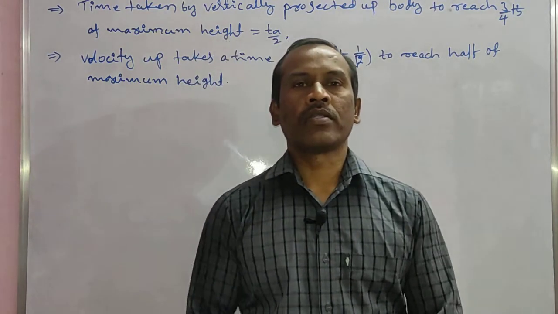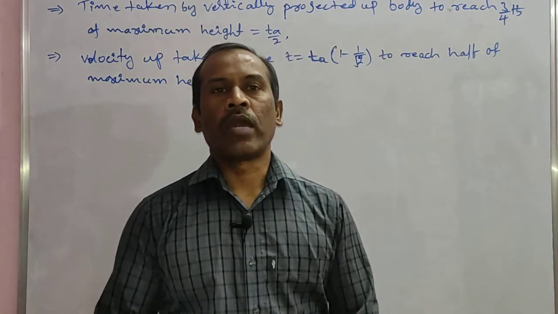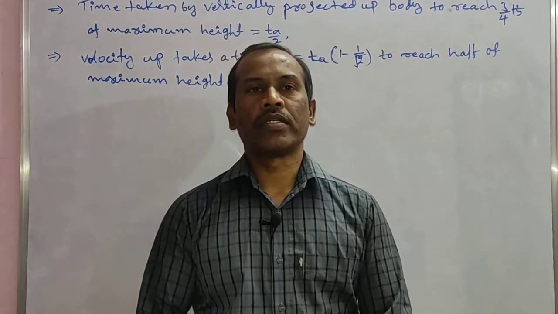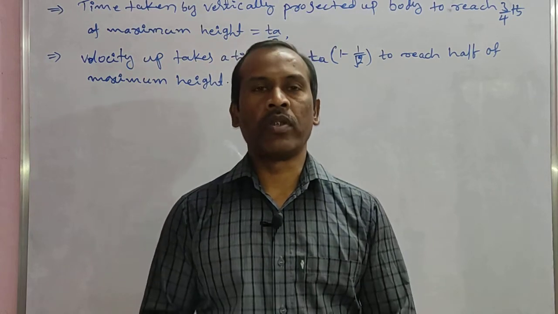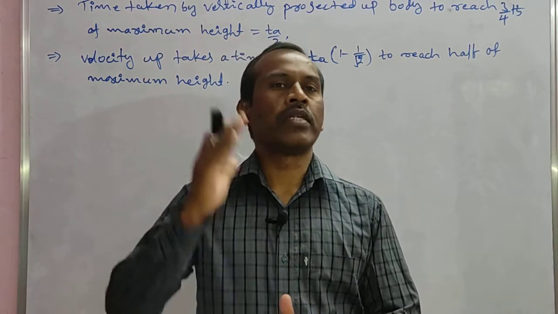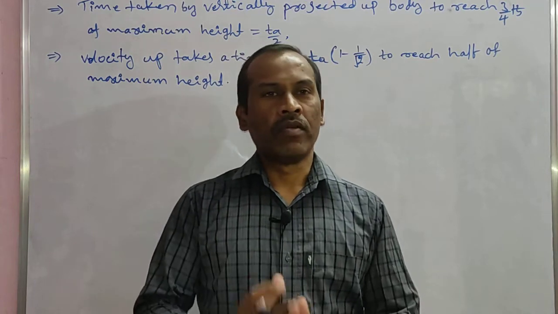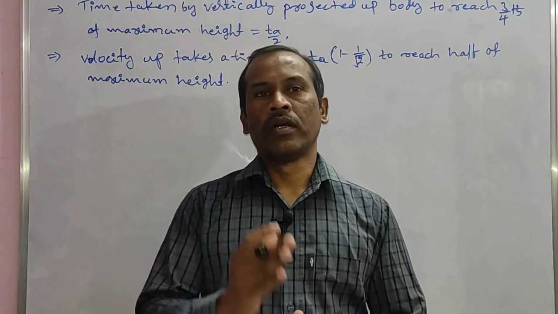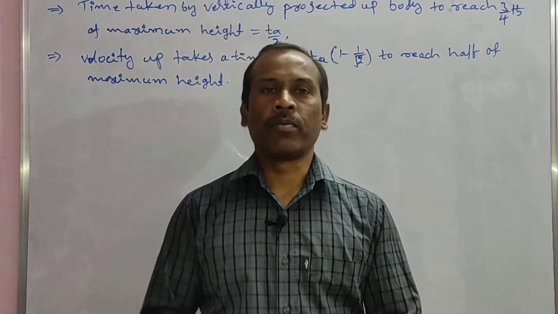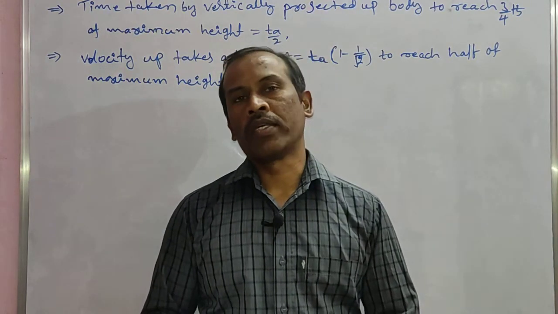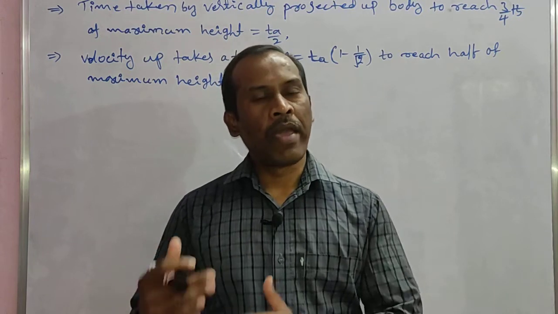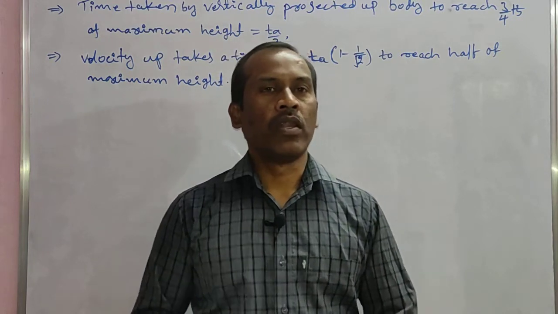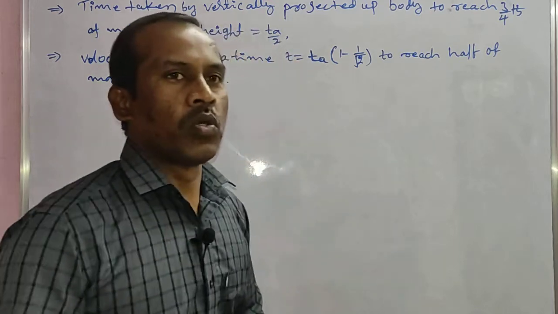Now, last class we discussed the time of flight, time of ascent, time of descent, the velocity of the projectile body, the velocity at half of the maximum height, and the velocity of the body at 3/4 of the maximum height. Now we are discussing the relation between time of flight and maximum height. Here we will show the two equations.